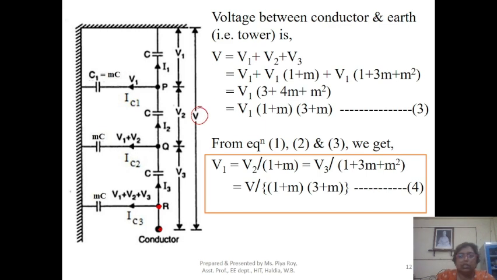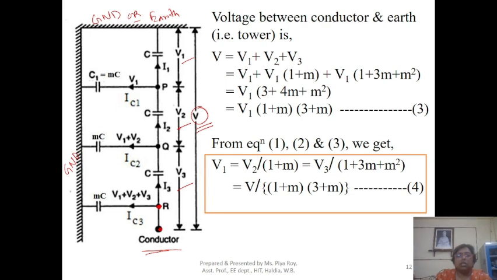Voltage between conductor and earth. This whole part is ground, or you can say this is earth. So that is basically the string voltage. Voltage between conductor and earth is basically the string voltage. So that's why V equal to nothing but V1 plus V2 plus V3.